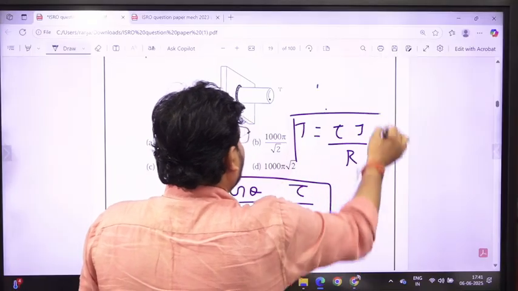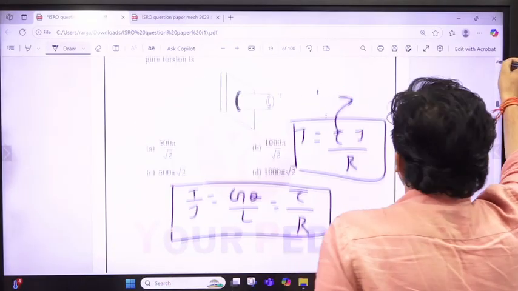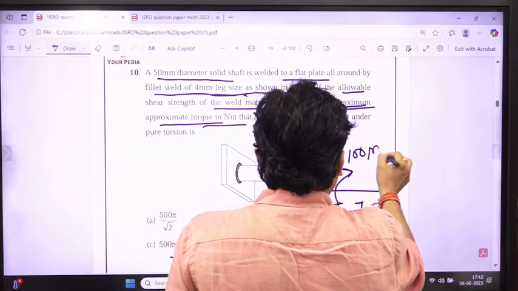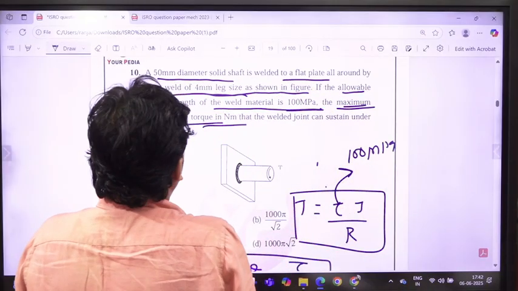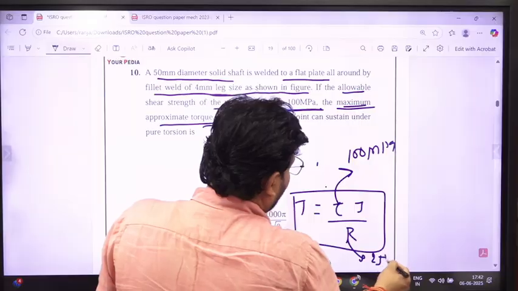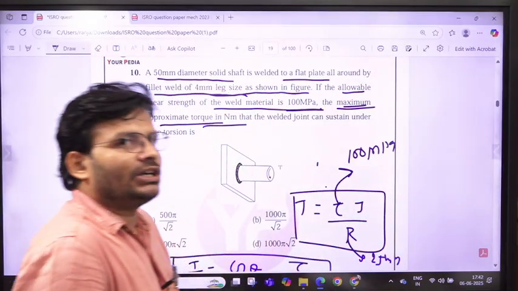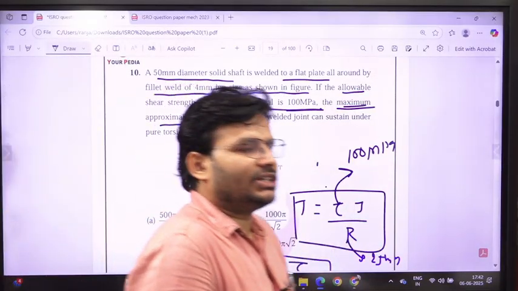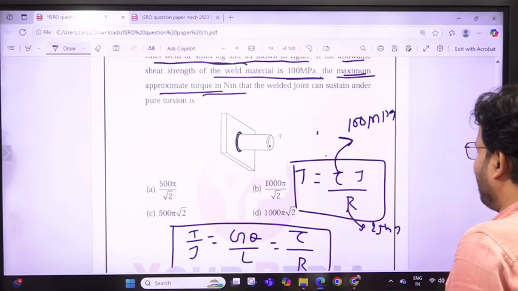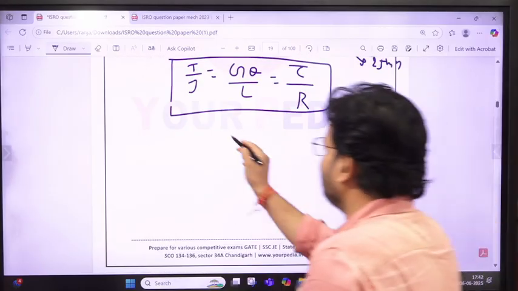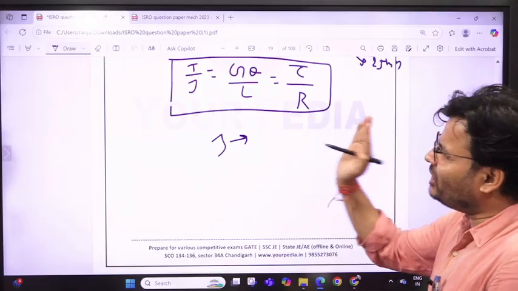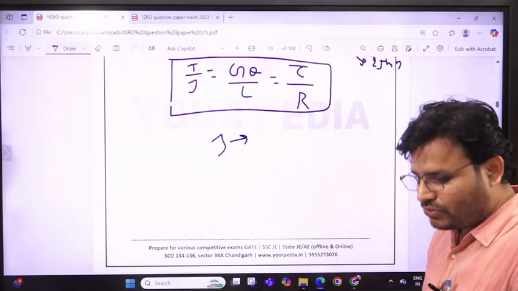Yes sir. In the question the shear stress is known, the maximum that they can withstand, 100 MPa. The radius is also known: 50 mm diameter means the radius is 25 mm. But sir, if anyhow I am able to calculate J, which is called the polar moment of inertia, I will get the answer. That is the only thing you have to do. Now the question is how I can calculate J.